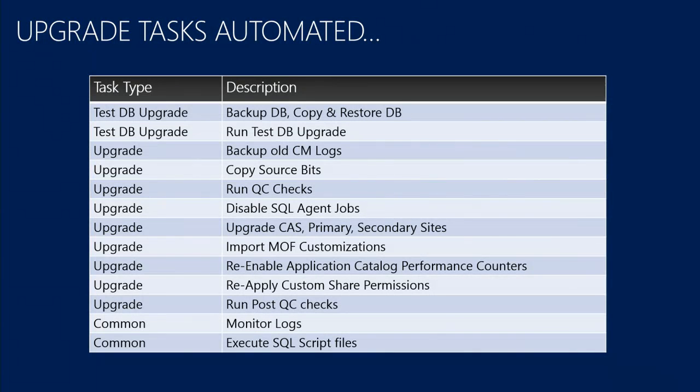We're backing up logs so that we have a reference point if we need to reach out to the feature team at a later point, saying, hey, this bug did not occur previously. We have quality checks that we can run pre-upgrade and repeat post-upgrade. We disable certain SQL jobs so that we're not causing interference during the upgrade process. And the entire hierarchy gets upgraded.